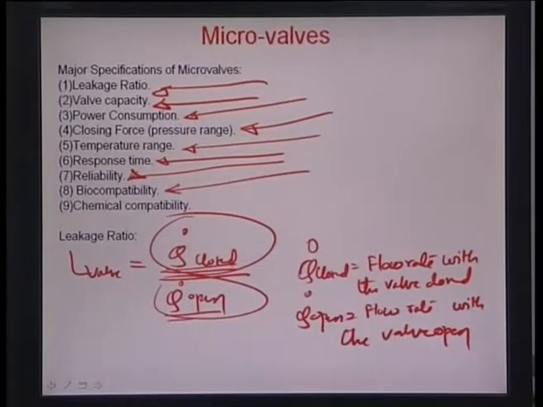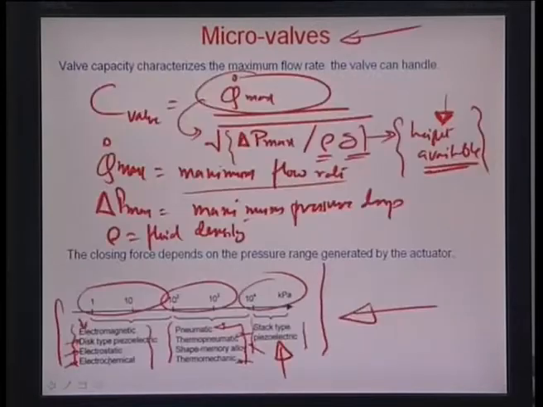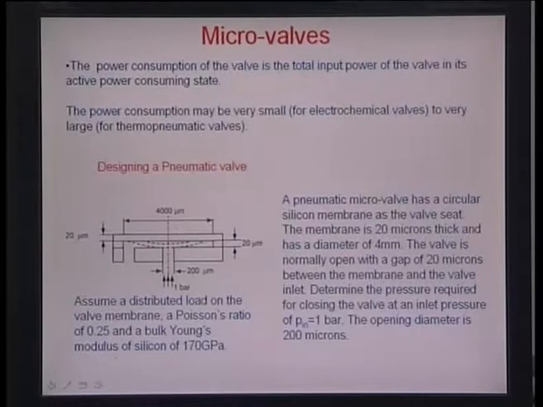Biocompatibility of the material is a major concept which is important for the selection of materials which would make these microvalves. And finally, chemical compatibility is again a highly important parameter for designing the specifications of these microvalves. Let us now do some real examples of valve designing to see a little more of how this can really be designed for flow systems.